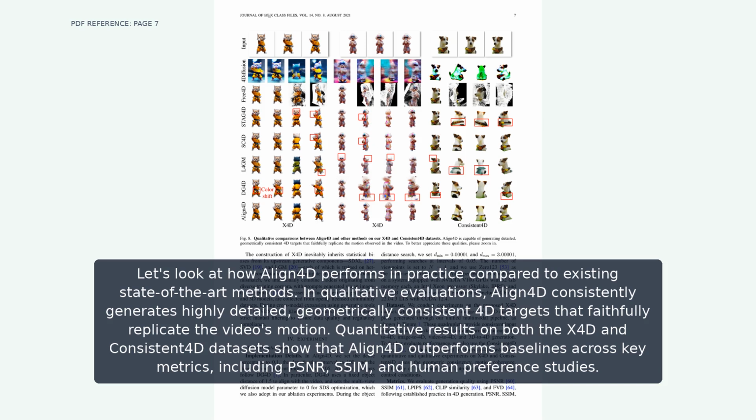Let's look at how Align4D performs in practice compared to existing state-of-the-art methods. In qualitative evaluations, Align4D consistently generates highly detailed, geometrically consistent 4D targets that faithfully replicate the video's motion. Quantitative results on both the X4D and Consistent4D datasets show that Align4D outperforms baselines across key metrics, including PSNR, SSIM, and human preference studies.